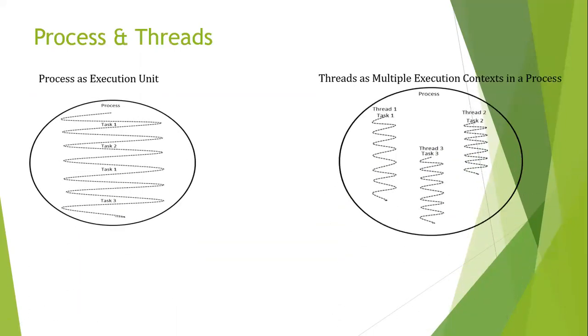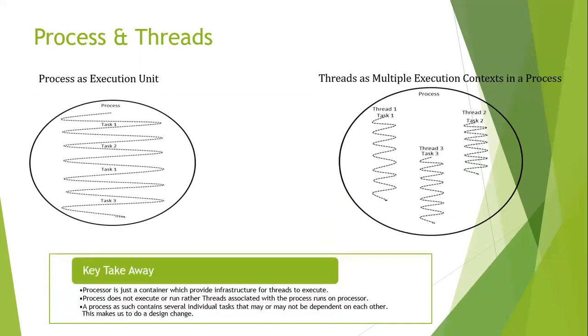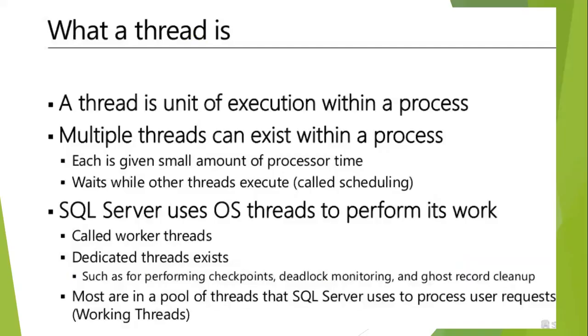So we were talking about process and threads, and I'm not going to explain again. A process is a container which creates multiple tasks, whereas threads are assigned the task and execute that work on the CPU. A thread is a unit of execution within the process, and multiple threads can exist within a process.